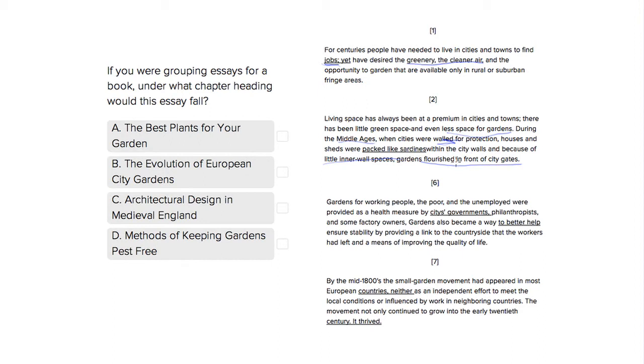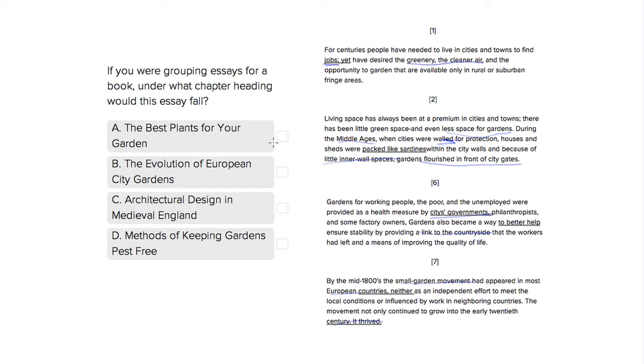As the essay continues, it talks about how gardens were a health measure by city governments. This is obviously much later, and gardens provided a link to the countryside. Then our last paragraph tells us that by the mid 1800s, the small garden movement was big in European countries and it thrived in the 20th century. Okay, so we have an evolution here of the garden movement. Let's look at our choices and see which one best fits that.